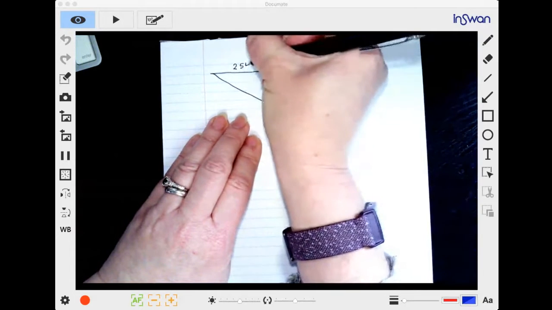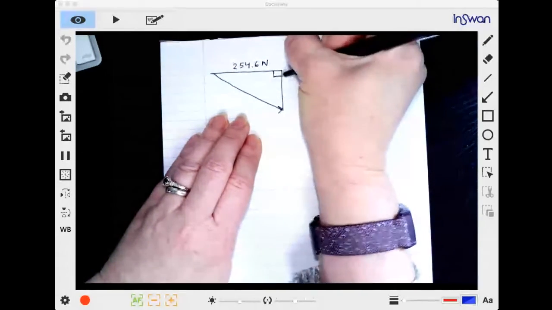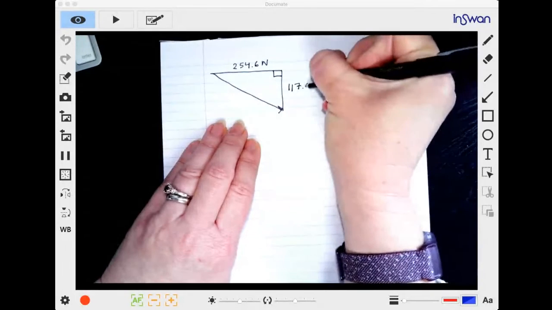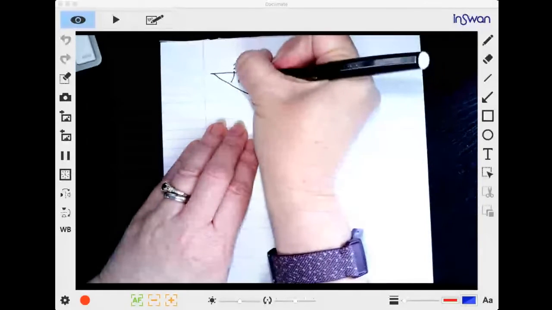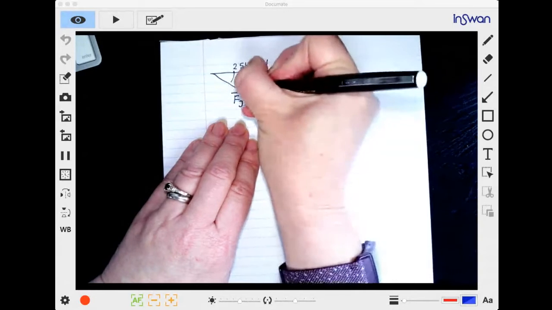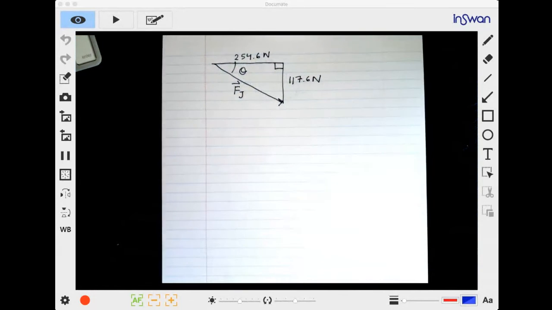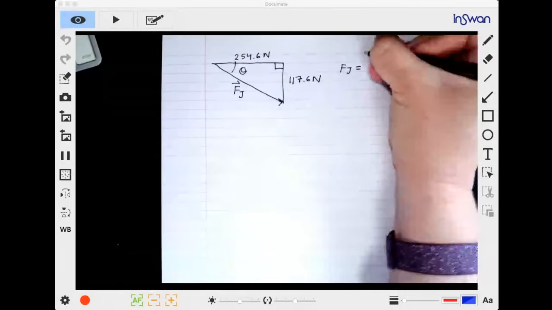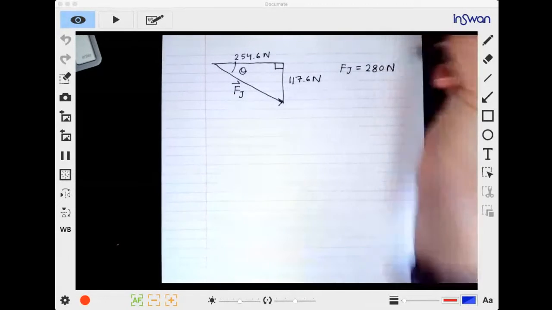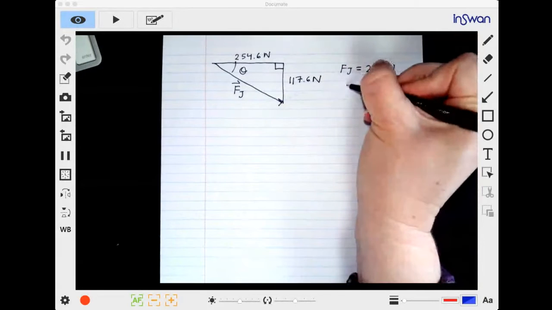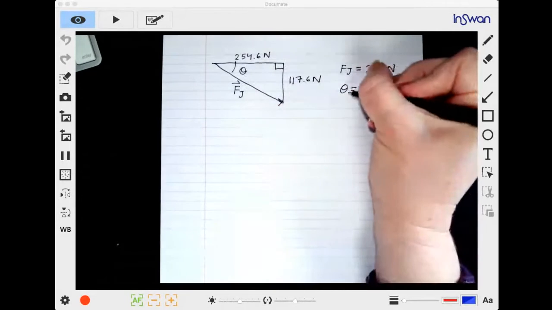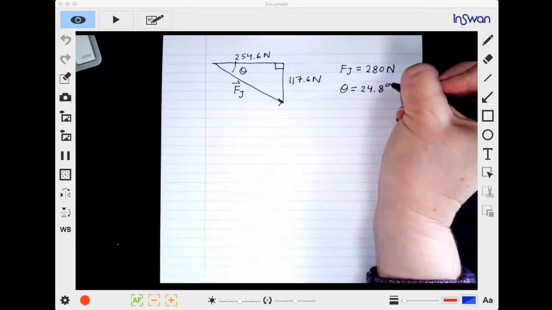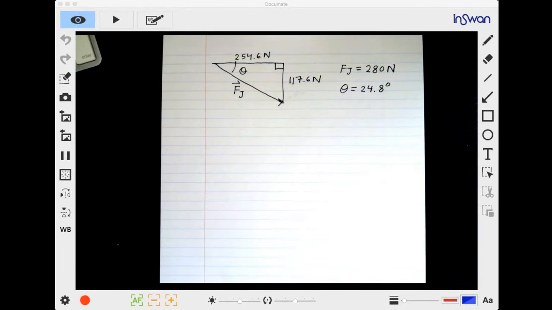Okay, so this one is 254.6 newtons. That's our x component. Our y component was 117.6 newtons. This is our theta, and this is F joint there. Then if you do your Pythagorean theorem and play around with the tangent, just like we always do with vectors, you can show that the magnitude of F joint is about 280 newtons. And the angle theta below the horizontal is about 24.8 degrees. Okay, so that's how it would work.